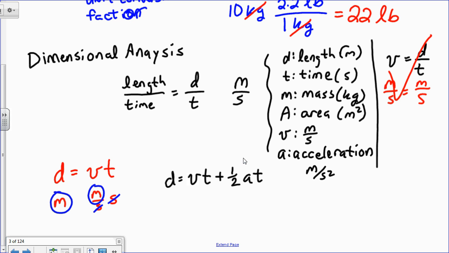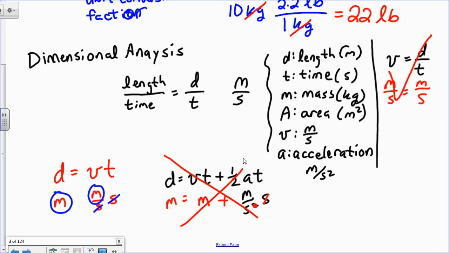What do you do with the half? That has no units at all, so we just leave off the half. A is meters per second squared, and T is seconds. Then I can cancel out one of these seconds, and I'm left with meters per second. So is that equation dimensionally correct? It's not, because I have meters equals meters plus meters per second, and that just doesn't make any sense. So that relationship obviously can't be true just because the units don't match up.